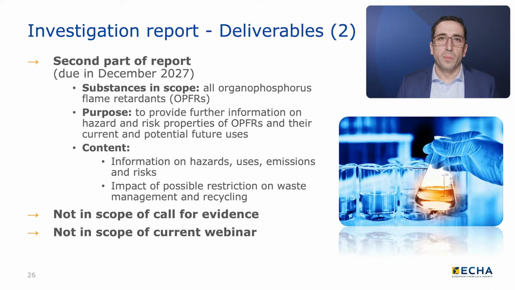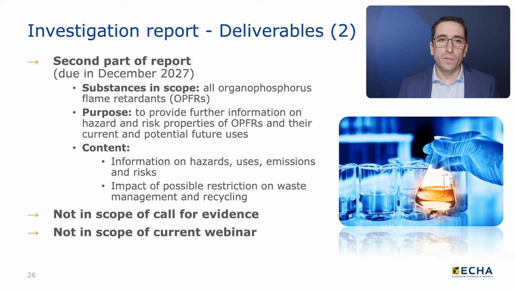The second part of the report is due in December 2027. In this case, the substances in the scope are all organophosphorus flame retardants. And the purpose of this report is to provide further information on hazard and risk properties of organophosphorus flame retardants and their current and potential future uses.